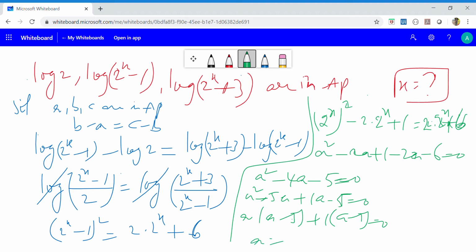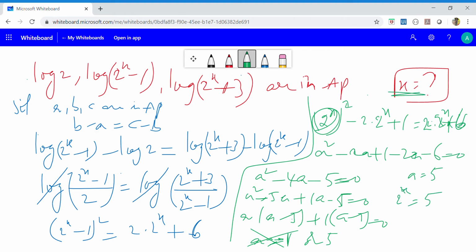So either a is equal to minus 1 or 5. This is plus 1, so a is equal to minus 1 or 5 you will get. So this is not possible case. You have to take a is equal to 5. As a is equal to 5, what you assumed as a? 2 power x. So 2 power x is equal to 5 you will get.